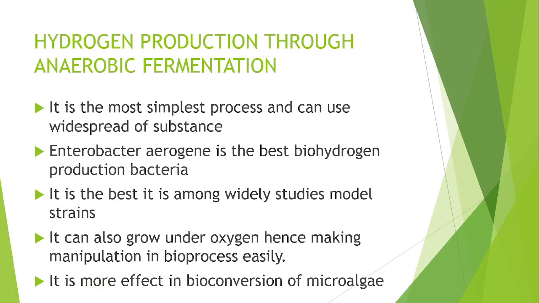Back to the slide. Enterobacter aerogenes is the best biohydrogen production bacterium. Why? Because it is the most widely used in studying model strains. It can grow under oxygen and hence makes manipulation easy. Manipulation means changes in the bioprocess easily. Why is it more effective for bioconversion of microalgae? Because this bacterium is a widely studied strain, which is able to grow in the presence of oxygen and therefore makes the manipulation process much easier.